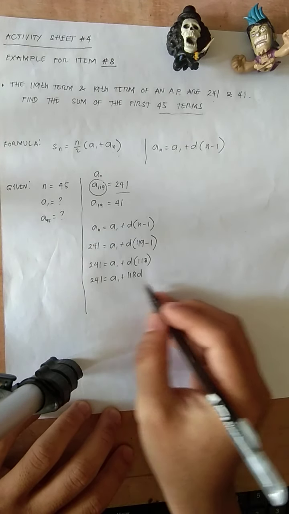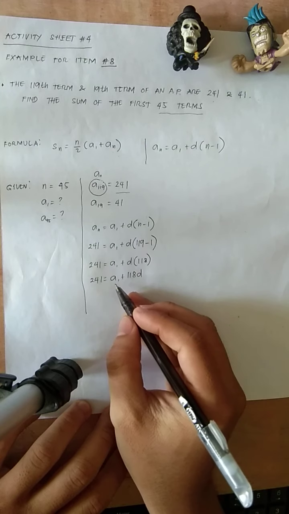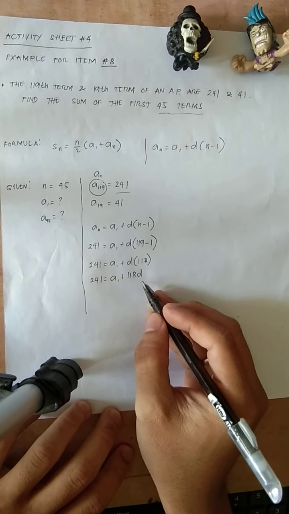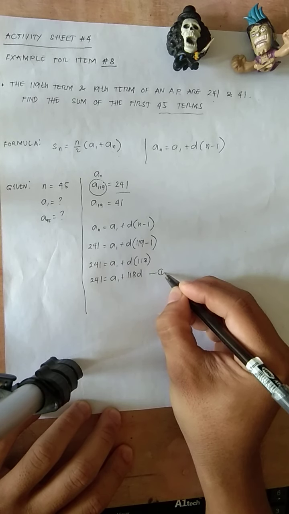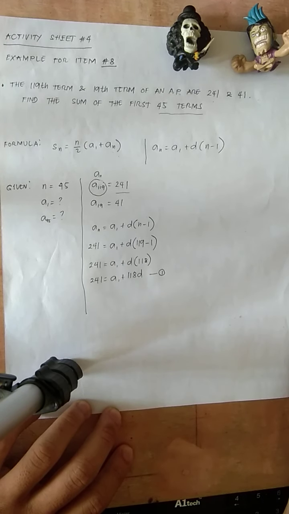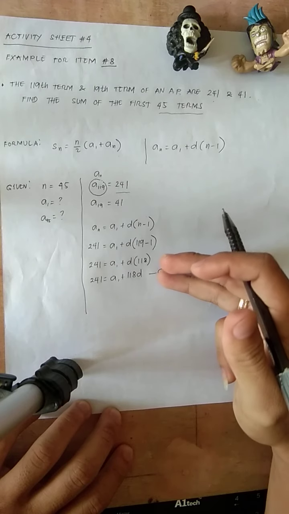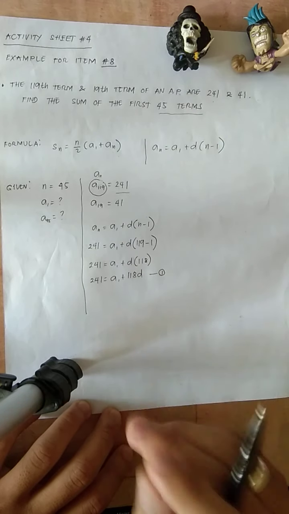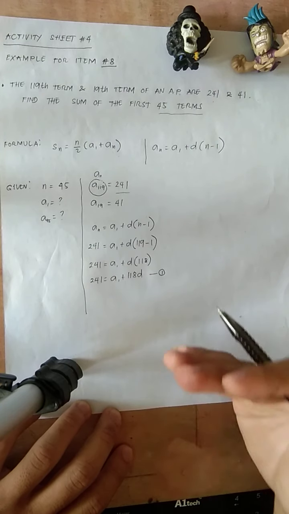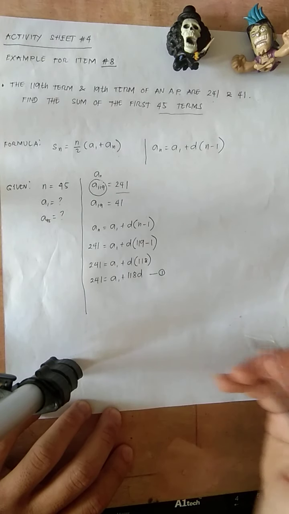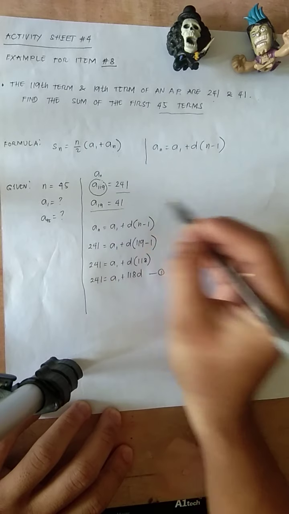Now, this is not enough to find the value of a sub 1 and the common difference. That means this is going to be our first equation. So if we have our first equation, we need another equation just to find the values of a sub 1 and d. And we are going to get the second equation by using the other given, which is this one.